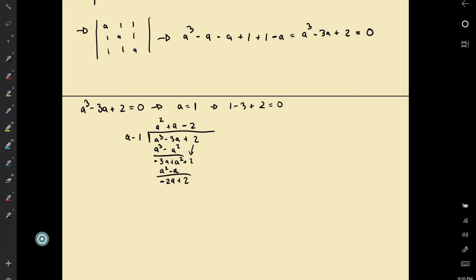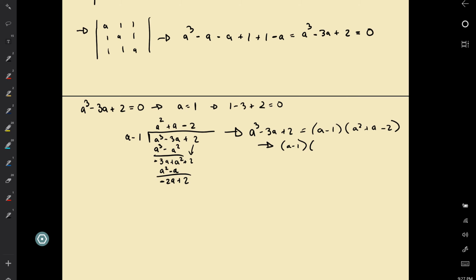So we've divided this, and now we know that a cubed minus 3a plus 2 equals a minus 1 times a squared plus a minus 2. Again, there might be a way faster way to solve this. Please let me know if there is. So this is a minus 1, then just factor this other one. So a squared plus a minus 2. What is that? Let's see.